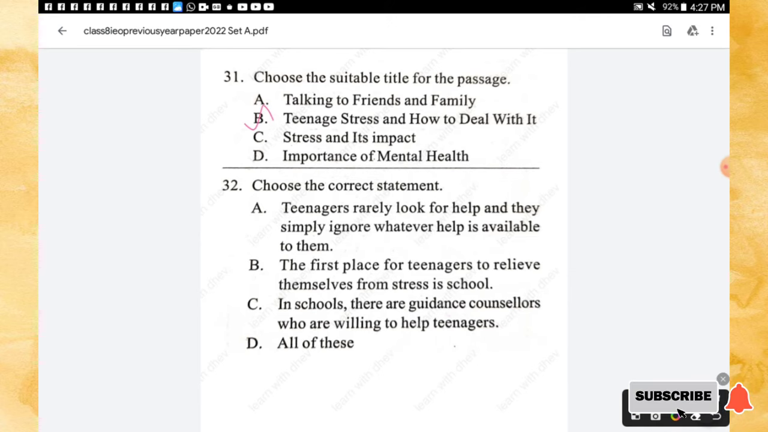Question number 32. Choose the correct statement. Teenagers rarely look for help and they simply ignore whatever help is available to them. The first place for teenagers to relieve themselves from stress is school. In schools, there are guidance counselors who are willing to help teenagers. Option D is all of this. So the right answer for this question is option D, all of this.